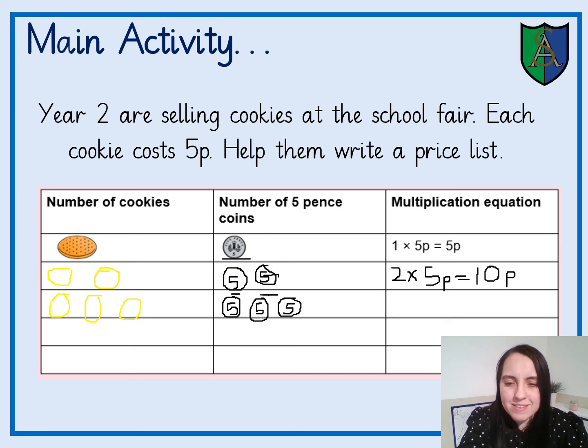Now, this is the tricky bit because this is the multiplication equation. So we've got 3 cookies times by 5p. Can you see the pattern? Equals, well, let's count them. Let's count our 5p pieces in 5s. 5, 10, 15, well done, 15 pence. Super job, everybody. Now keep going until you get to 12 times 5 pence, so 12 cookies, okay? I hope you have fun with this activity and I cannot wait to see the work that you produce today.